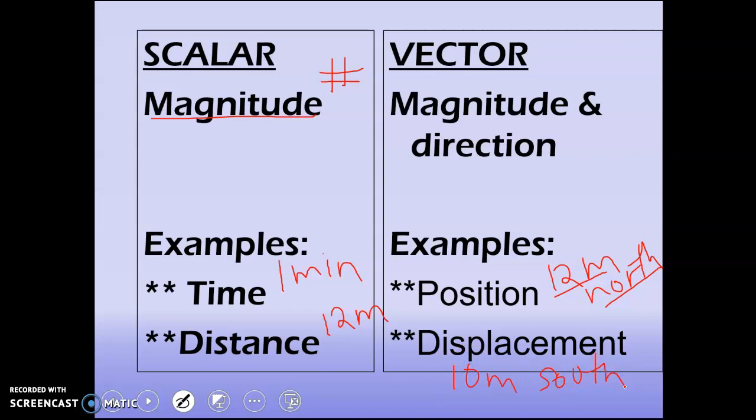So scalar gives you only the magnitude, the number. Vector gives you magnitude and direction. So if it has direction included in it, then it is definitely a vector.